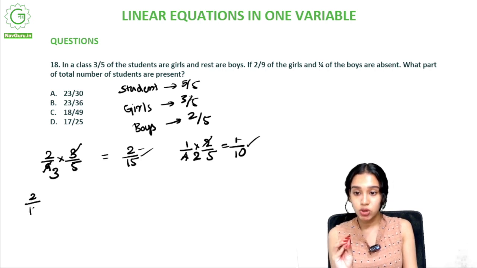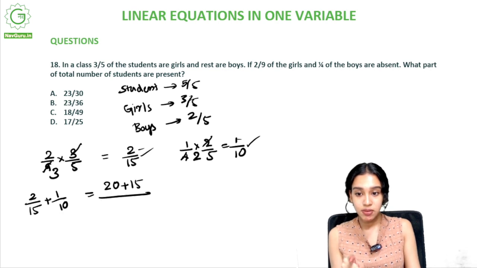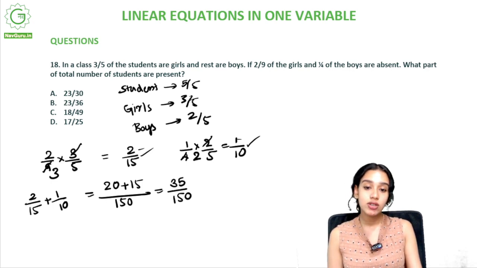So it becomes 2 by 15 plus 1 by 10, which is equal to 10 into 2 is 20 plus 15, divided by 15 into 10 is 150. So this becomes 20 plus 15 is 35 by 150, right? So we could cancel this out by 5. We get 7 by 30, right? 7 by 30 is the ratio.